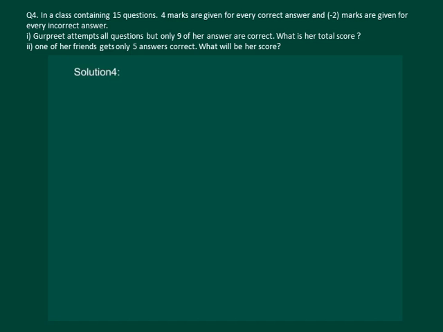Let us read the question. In a class test containing 15 questions, 4 marks are given for every correct answer and minus 2 marks are given for every incorrect answer. First part, Gurpreet attempts all questions but only 9 of her answers are correct. What is her total score?